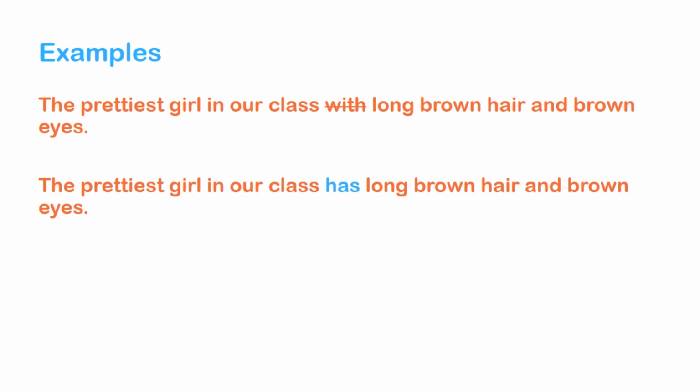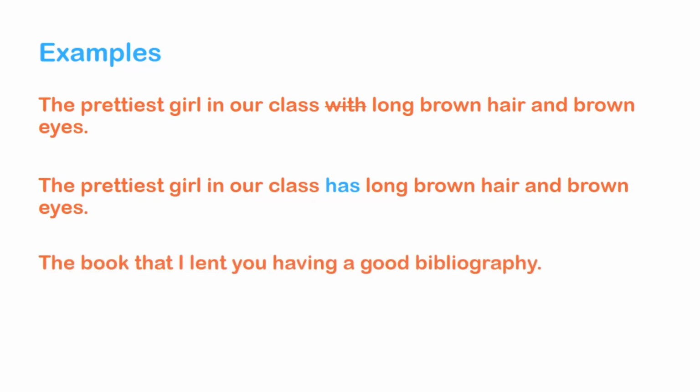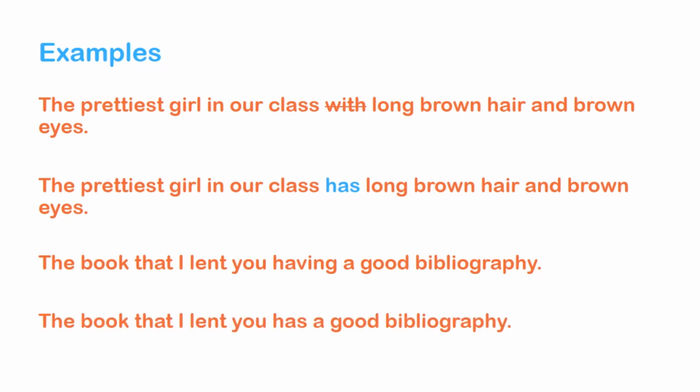Therefore, the first sentence is incorrect and the second sentence is correct. We can correct the first sentence by crossing out the word with and substituting it with the word has. Let's try the next examples. I have two sentences. This is the first one, and here is the second one. Again, you can take your time by pausing the video and continue watching as you are ready.